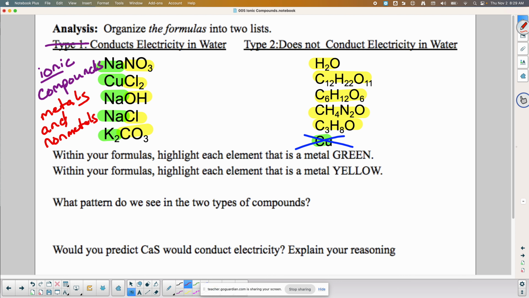Our type 2 compounds are going to need a name as well. We'll name them in a little bit, but these are the compounds that contain only nonmetals.